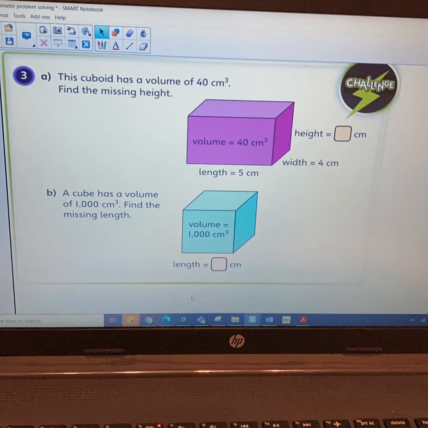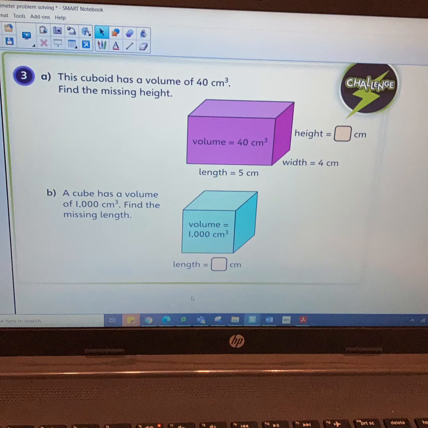Let's have a go at B then. Can you work out the answer to this one? A cube has a volume of 1,000 centimetres cubed. Find the missing length. Okay, let's look at the clues in the question. What do we know? Well, we know the volume is 1,000 centimetres cubed, and we know that length times width times height is volume. So we know that something times something times something is going to equal 1,000 centimetres cubed.